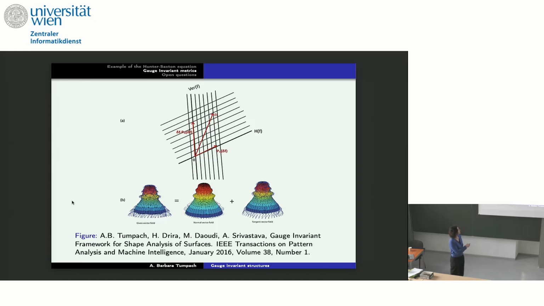So if you start with any Riemannian metric on shapes, you can decompose the tangent space like this and kill the vertical direction here, and just restrict the metric to the normal vector field. And this will give you a gauge invariant metric, which will not see the different parametrization.